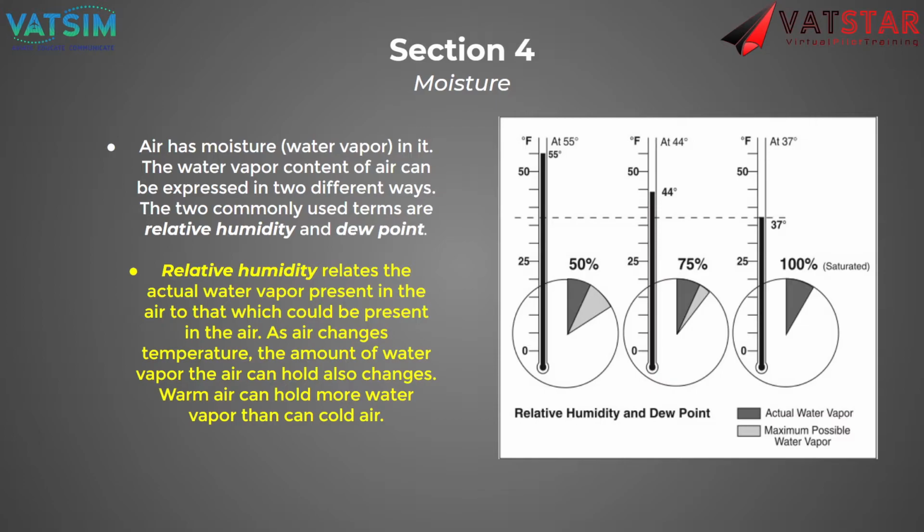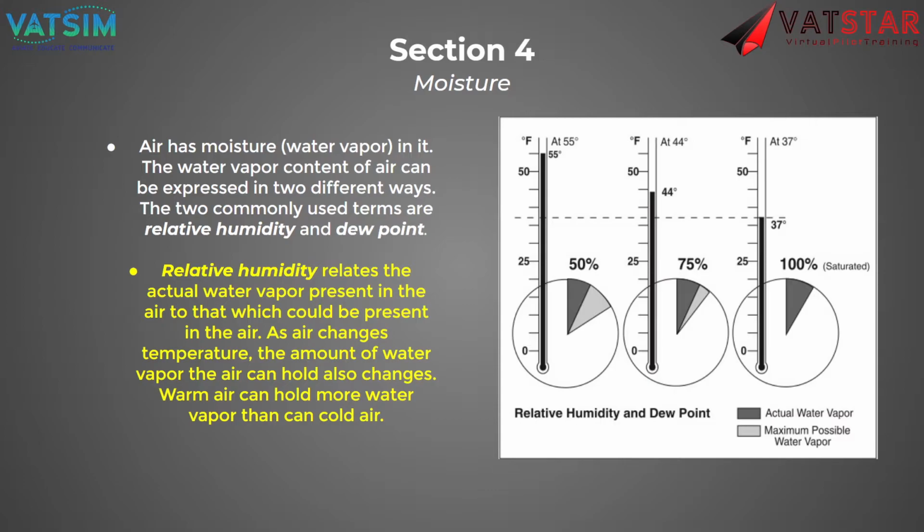But water vapor can be expressed in two different ways in the air. The commonly used terms are relative humidity and dew point. Relative humidity relates to the actual water vapor present in the air in relation to how much water the air can actually hold. Air can be at multiple different temperatures.